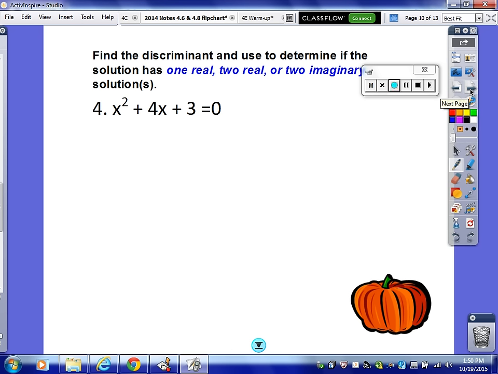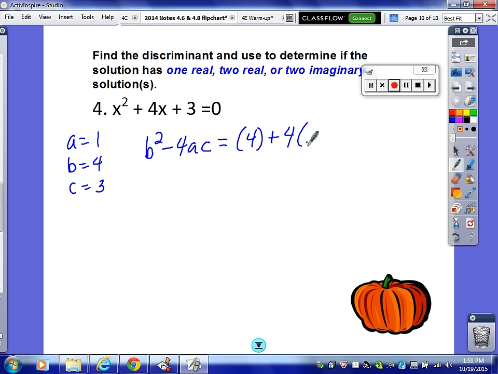Okay, so let's see what you're going to be asked to do with this. It says find the discriminant and use it to determine if the solution has 1 real, 2 real, or 2 imaginary solutions. All right, first of all, it needs to be in standard form. I still need A, which is 1, B, which is 4, and C, which is 3. Now here I'm only finding the discriminant. So we get 4 squared minus 4 times A times C. This is 16 minus 12, which is 4. 4 is greater than 0, so we know we have 2 real solutions.